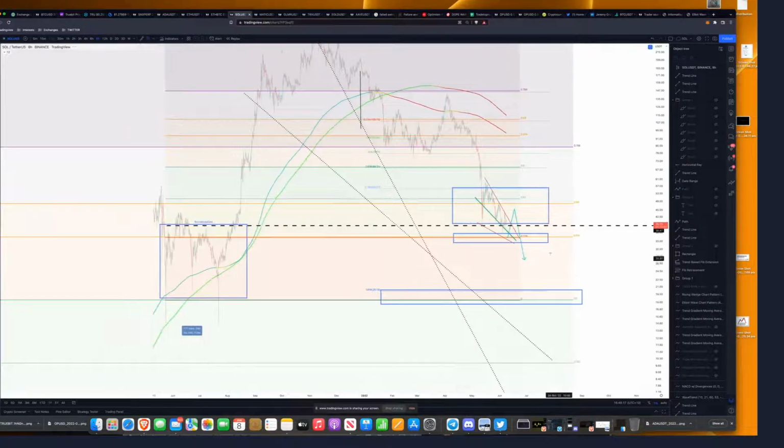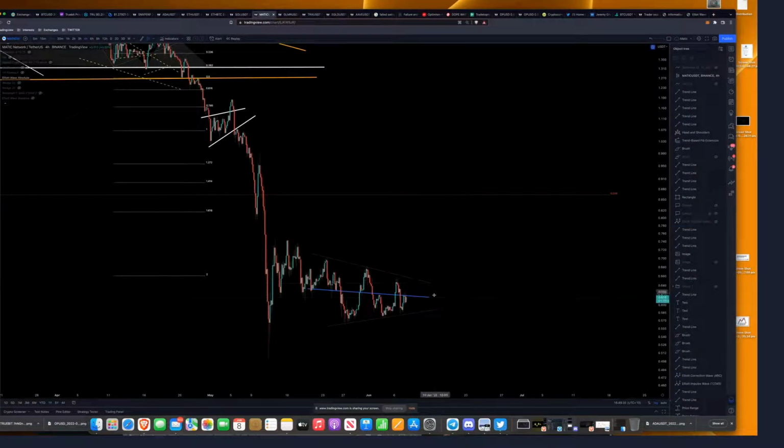I did call for this range to be accumulation, but it looks like it's losing it. So that's my next level down. That's what I reckon Solana's headed to. Next stage. Matic, 50% either way. Got no idea.